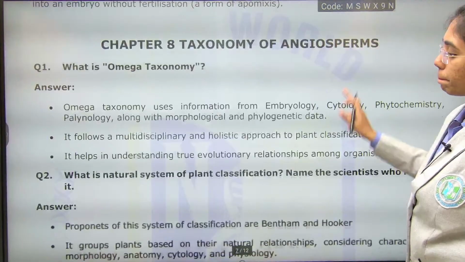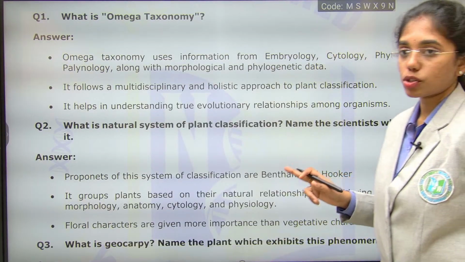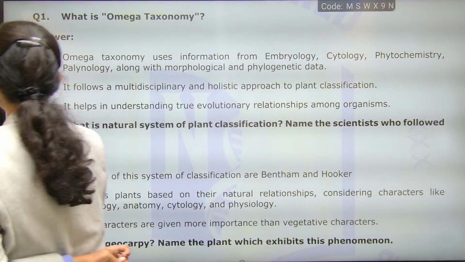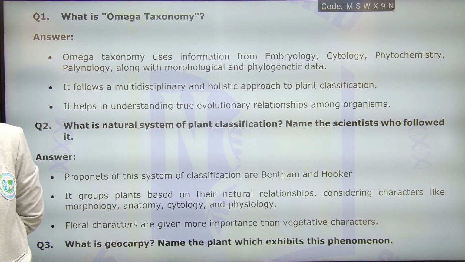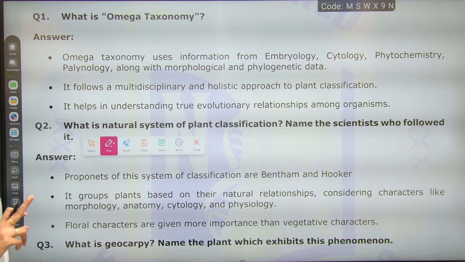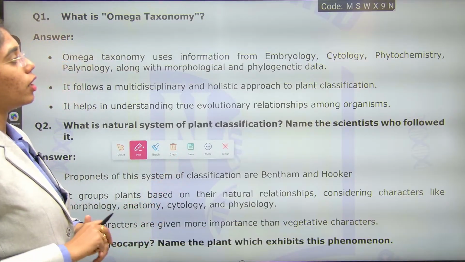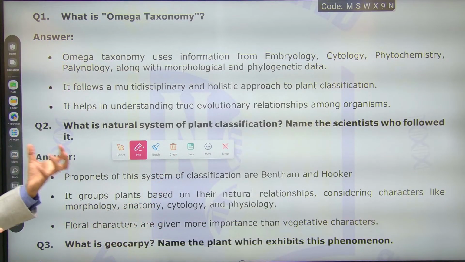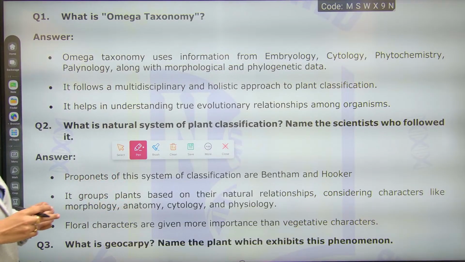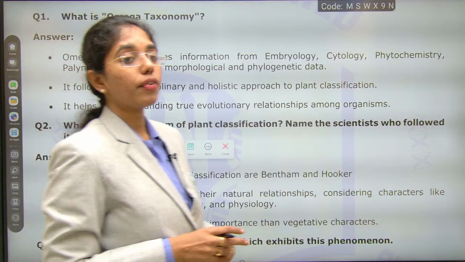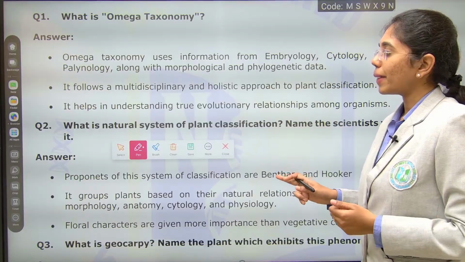Next, taxonomy of angiosperms, omega taxonomy. What is omega taxonomy? Omega taxonomy will use the information from embryology, cytology, phytochemistry along with phylogenetic data. This follows a multidisciplinary approach for plant classification. Okay, this helps in proper understanding of evolutionary relationships between the organisms. This is about omega taxonomy.